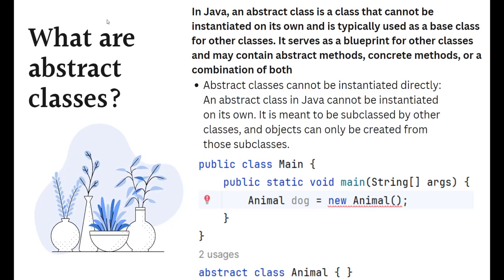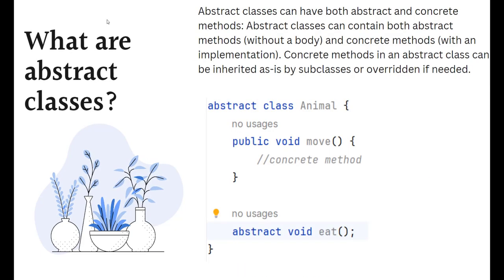Again, you cannot create objects with abstract classes. An abstract class in Java cannot be instantiated on its own. It is meant to be subclassed by other classes, and objects can only be created from those subclasses. So if you have an abstract class Animal and you try to create an instance with that Animal class, you can't, because abstract classes cannot be instantiated.